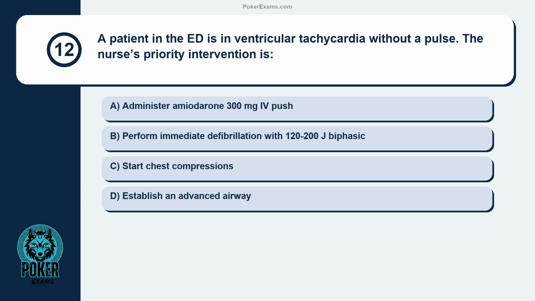Question 12. A patient in the ED is in ventricular tachycardia without a pulse. The nurse's priority intervention is administer amiodarone 300 milligrams IV push. Perform immediate defibrillation with 120 to 200 J biphasic. Start chest compressions. Establish an advanced airway.